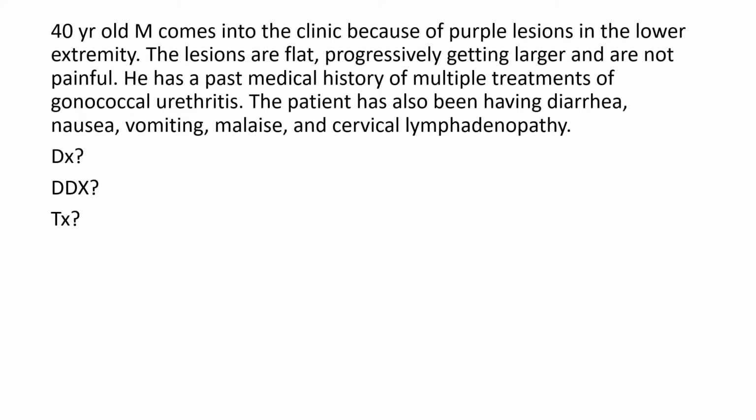So it's a 40-year-old man that comes in to the clinic because of purple lesions in the lower extremity. The lesions are flat, progressively getting larger, and they're not painful. He has a past medical history of multiple treatments of gonococcal urethritis. The patient has also been having diarrhea, nausea, vomiting, malaise, and cervical lymphadenopathy.